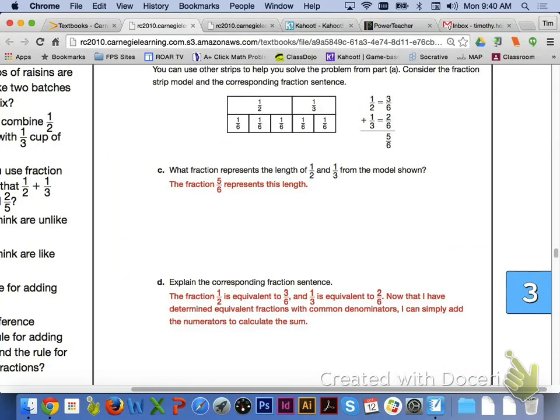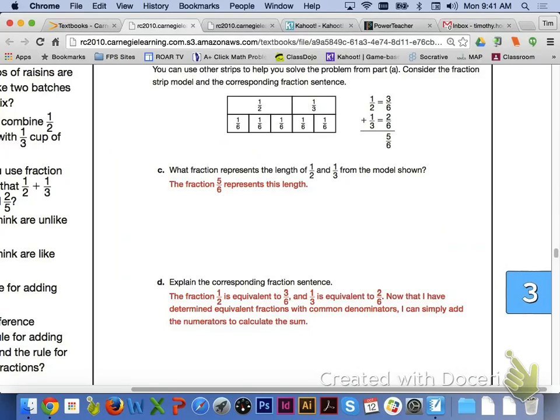So we can see for letter C, if we take our strip of sixths, we can see that 5/6 is going to also represent 1/2 plus 1/3 from our original question back on the previous page, if you can determine the total amount of raisins if you're adding 1/2 plus 1/3.